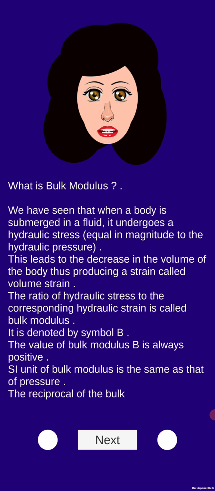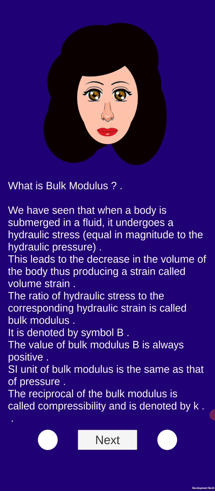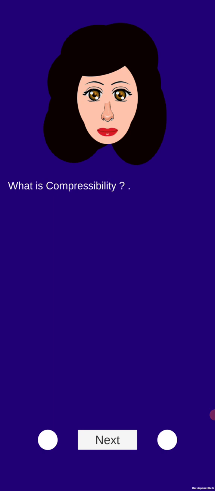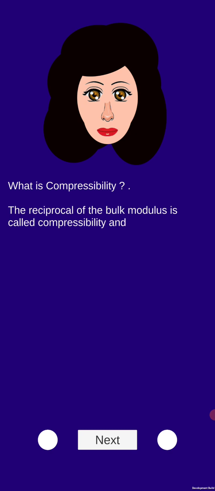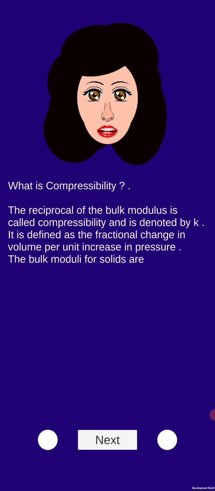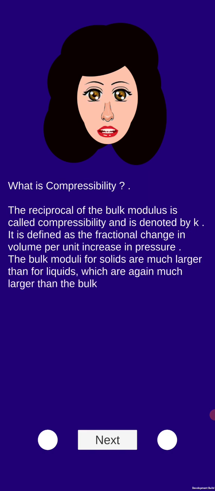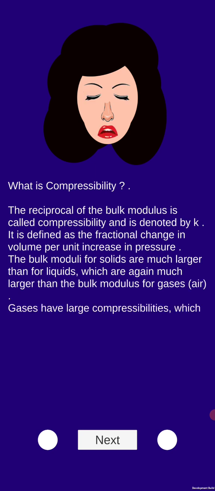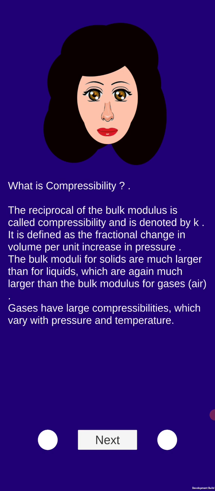The reciprocal of the bulk modulus is called compressibility and is denoted by K. What is compressibility? It is defined as the fractional change in volume per unit increase in pressure. The bulk moduli for solids are much larger than for liquids, which are again much larger than the bulk modulus for gases, air. Gases have large compressibilities, which vary with pressure and temperature.